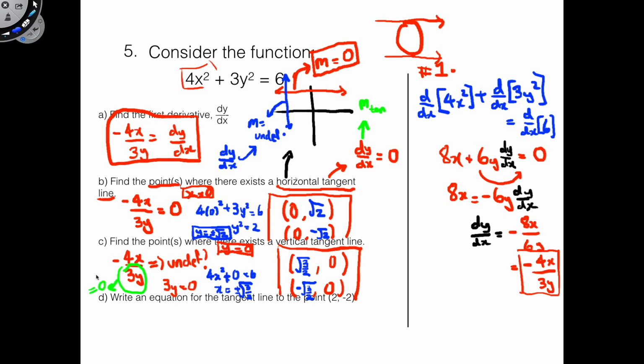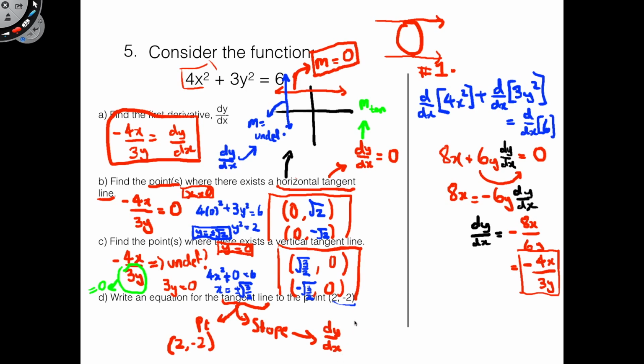Now let's talk about the final part, which is to write an equation for the tangent line at the point negative 2, 2. Like we've seen in the previous example video from a couple of weeks ago, the tangent line equation requires 2 things. You're going to need a point, and you're going to need a slope. The point is given to you. The slope is what you get from your derivative.